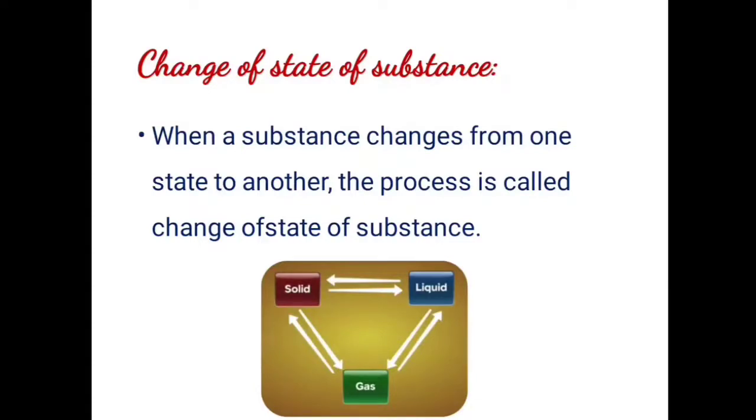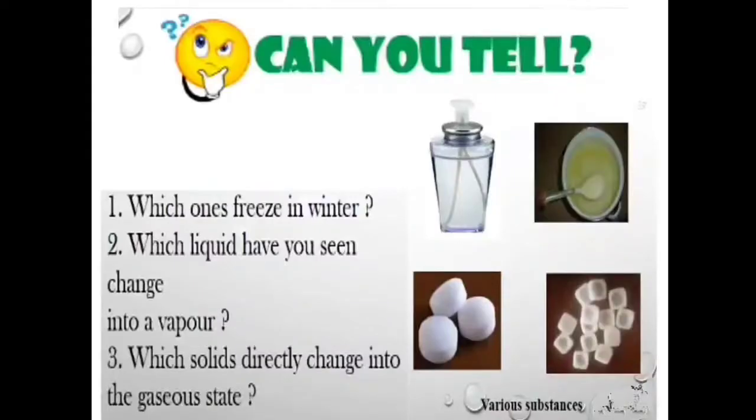Now we will move further. Can anyone tell me which substance do you observe in the picture? Can anyone name it? Yes, the first picture is of spirit lamp. Second picture is of ghee. Third is of naphthalene bowl. And fourth is ammonium chloride cubes.